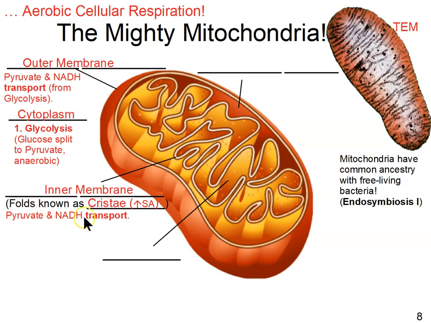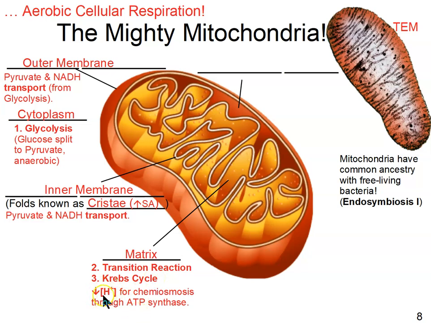So pyruvate and NADH also have to pass through that membrane to get into what's known as the matrix, which is the fluid-filled space, the aqueous solution-filled space inside the inner membrane. That's the matrix. There's more going on in the inner membrane itself that we're going to come back to, but what's happening in the matrix is the transition reaction and the Krebs cycle. So once the pyruvate gets into the matrix, it undergoes the transition reaction, which transitions it into the Krebs cycle. That's why it's referred to as the transition reaction, because it transitions pyruvate into the Krebs cycle.